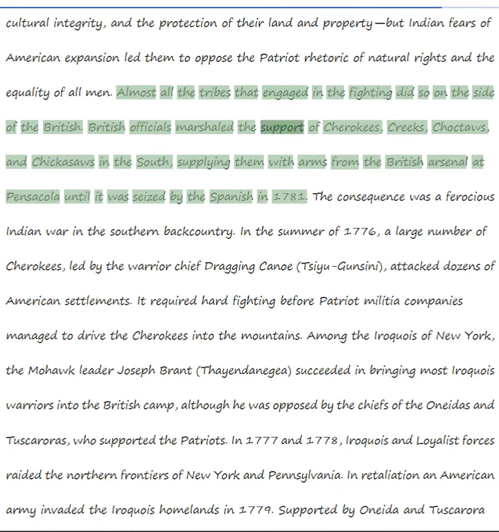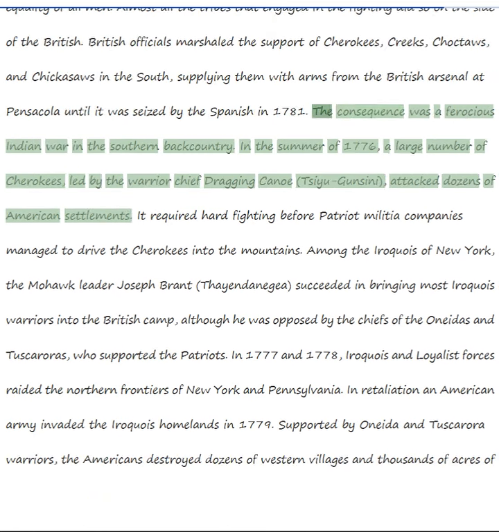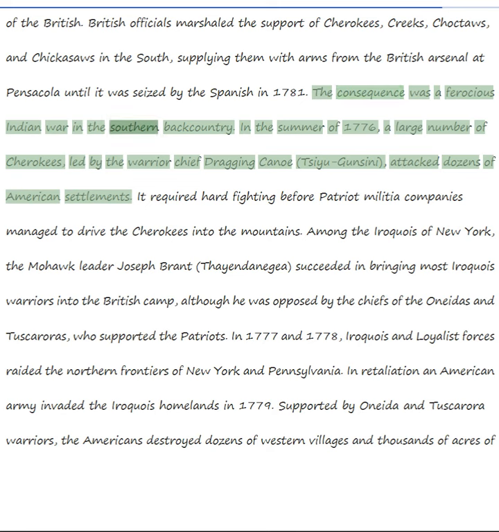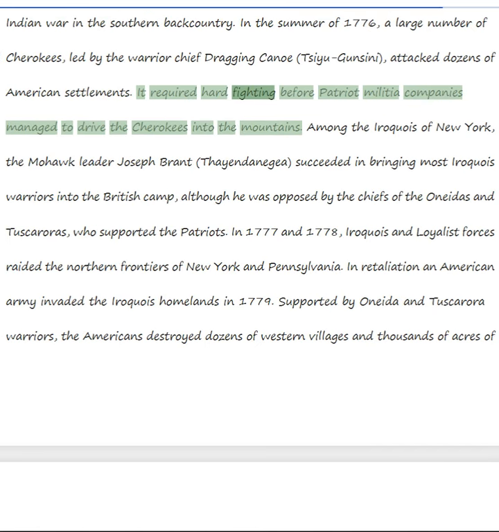British officials marshaled the support of Cherokees, Creeks, Choctaws, and Chickasaws in the South, supplying them with arms from the British arsenal at Pensacola until it was seized by the Spanish in 1781. The consequence was a ferocious Indian war in the southern backcountry. In the summer of 1776, a large number of Cherokees, led by the warrior chief Dragging Canoe, attacked dozens of American settlements. It required hard fighting before Patriot militia companies managed to drive the Cherokees into the mountains.